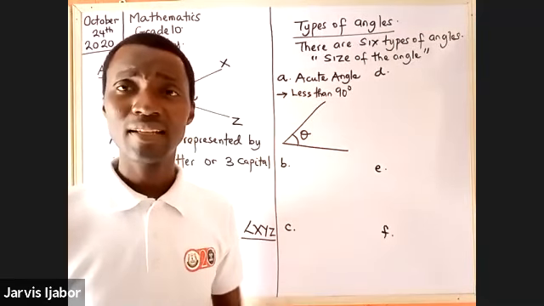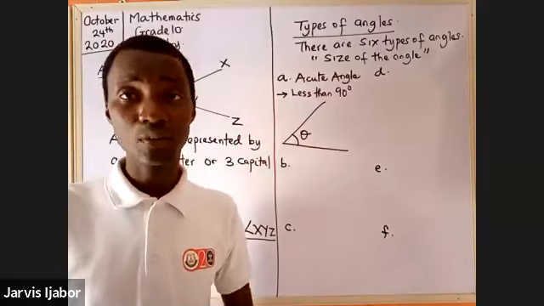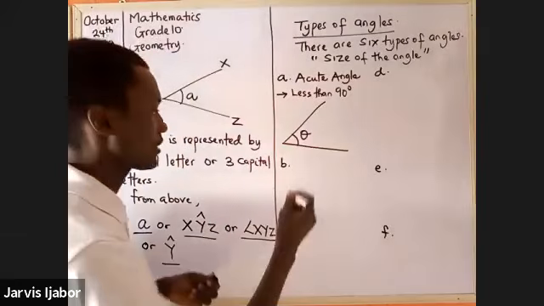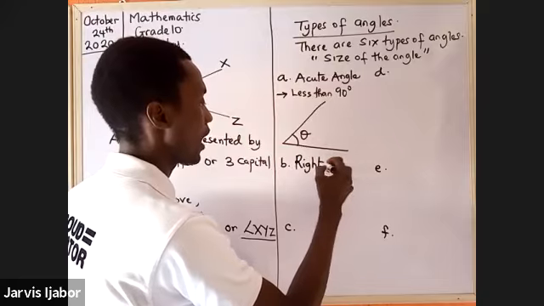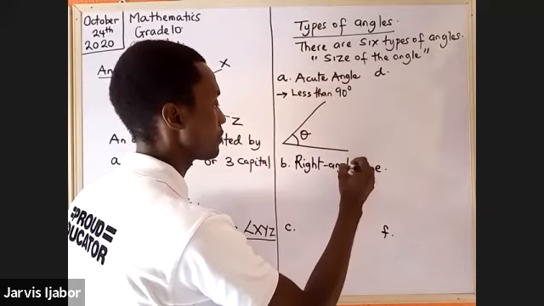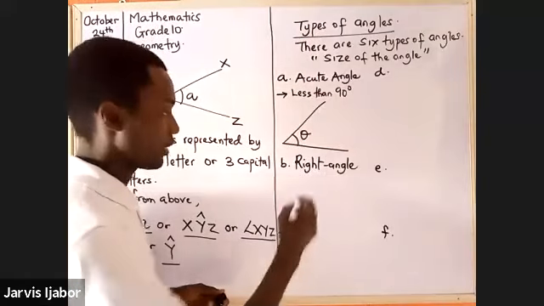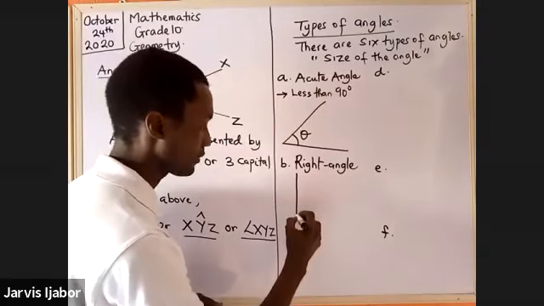Now, the big question students will ask is, Uncle, you're telling us that an angle is less than 90 degrees, so what does 90 degrees look like? So the second one we'll talk about is the right angle. So how does a right angle look? Or what does a right angle look like?